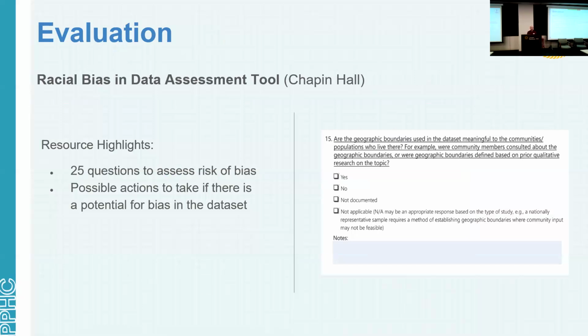This particular question prompts the researcher to think about the implications of any geographic boundaries that you may have in your research. And then after answering the 25 questions, the researcher will reflect on an assessment of low, medium, or high risk of bias. Based on that risk, the tool will then provide a practical consideration for your research.